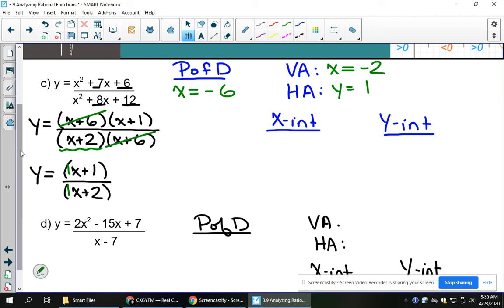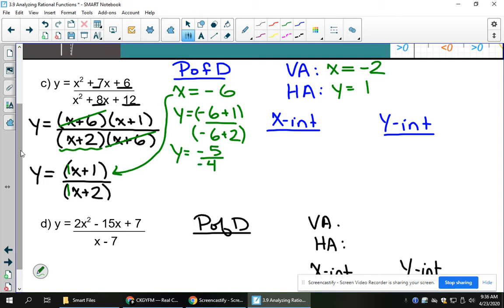Now let's finish off the point of discontinuity. We have half of the story right now. We have the x value, but it's a point of discontinuity. It has to have the corresponding y value. So into the simplified version, I'm going to put my -6 for my x value. You can put this in your calculator if you want, or you can think through it. The top is going to be -5. The bottom is going to be -4. 2 negatives make a positive. So we've got a point of discontinuity at -6 and 5/4.